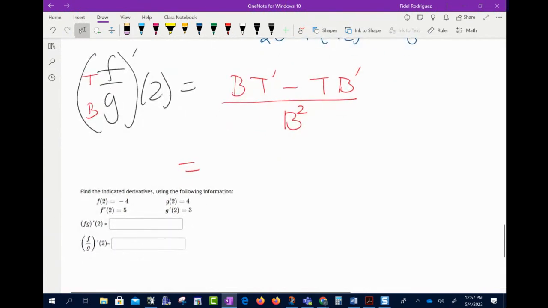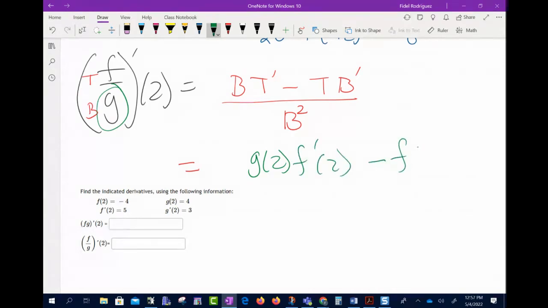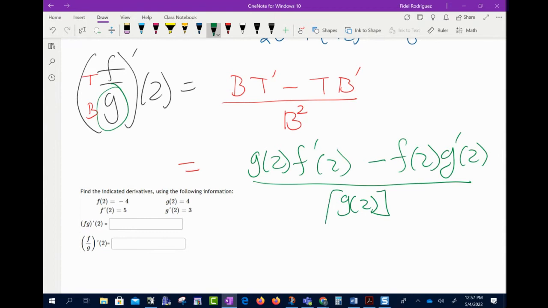Now, I want you to notice here, you guys, what's my bottom function, what's my top function? My bottom function is g, okay? So the way I'm going to do this now, I'm going to just go g of 2. The top function is f, so f prime at 2 minus the top function f of 2 times the bottom function derivative, g prime at 2, all divided by the bottom function squared. So divided by g of 2, all of that being squared. Okay. And now, guys, it's just plug and chug, right?